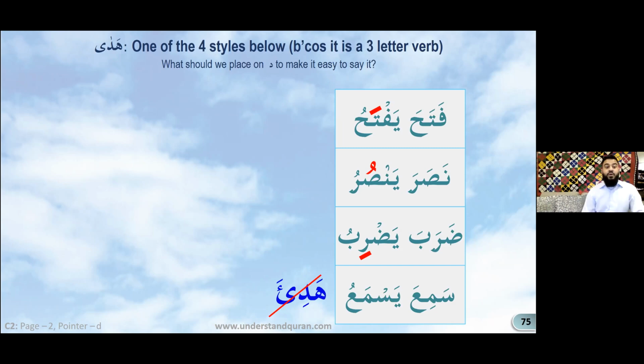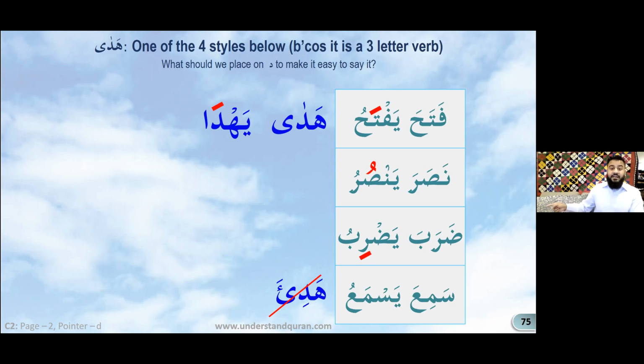So we see, is the word hada or is it hadiya? Hadiya. Well, it's not hadiya, so we know it's not that. Then we're going to try here. Remember, this is just us trying to see which one of the three remaining patterns it follows.